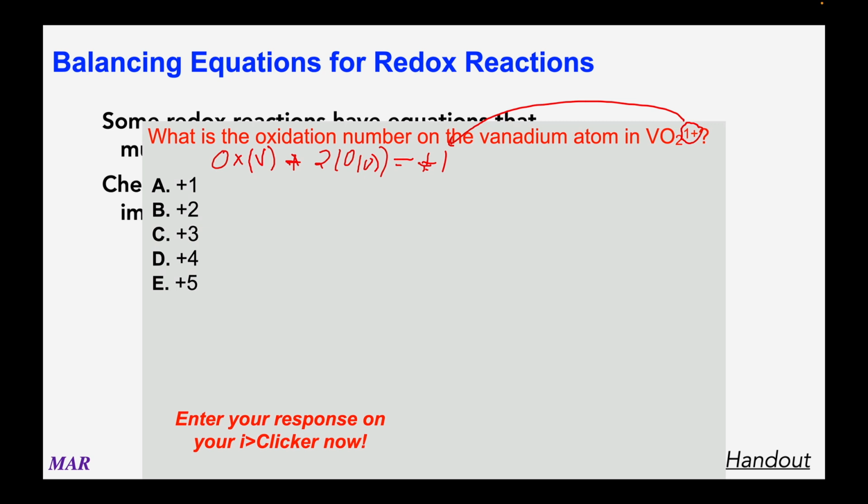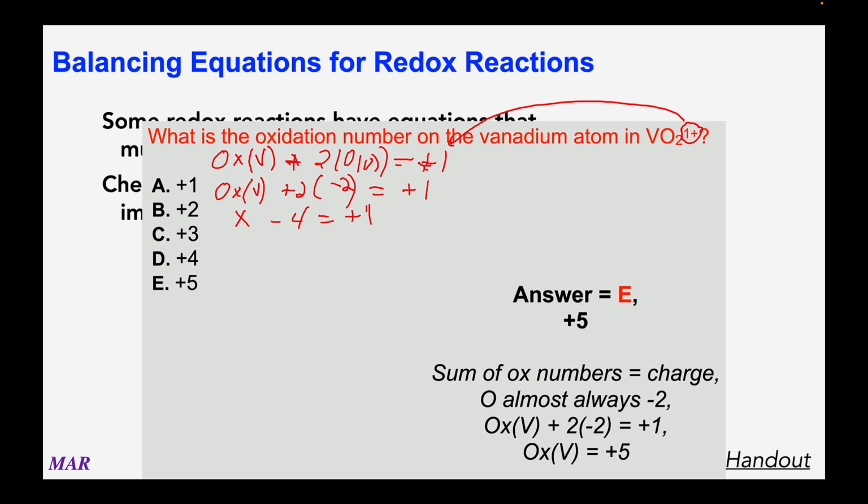And in Chem 221, most of the time, hydrogen is positive 1, oxygen minus 2, which we'll use here. Fluorine's always minus 1, etc., etc. Anyway, if we put in here that the vanadium plus the 2 oxygens equals plus 1, and oxygen is minus 2, you can see that the vanadium's oxidation number, you can think about it like as an x. And x minus 4 equals plus 1. So you put the negative 4 on the other side as positive 4. The vanadium here comes out to be positive 5.